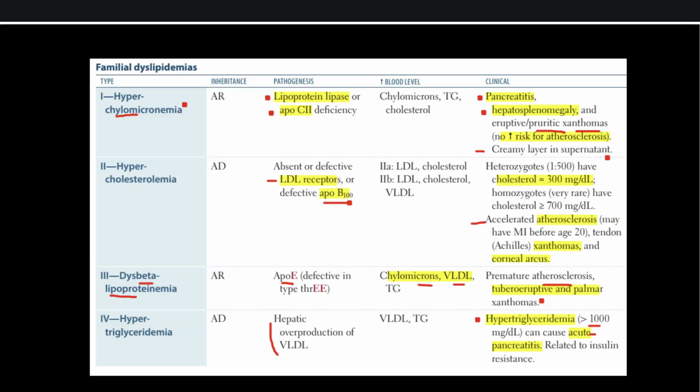What is sort of happening here? Lipoprotein lipase can be deficient, or ApoC2 is deficient, and both of them are doing the same thing. They're trying to unload triglycerides. What is it leading to? Pancreatitis. That's the main thing. Acute pancreatitis, or maybe even chronic pancreatitis.